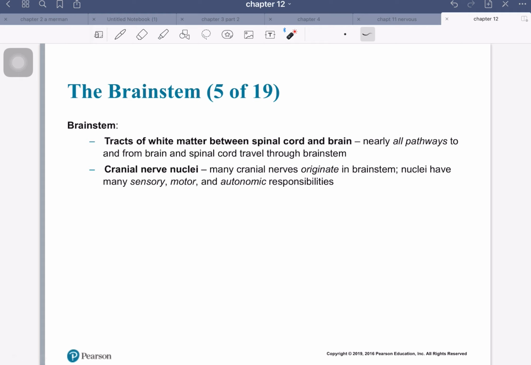We also have, as I said when we first started, a lot of fibers that are traveling through this area. So we have tracts of white matter between the spinal cord and brain, and really nearly all pathways from the brain and the spinal cord travel through the brainstem. And we also have the cranial nerve nuclei that are here. So not every cranial nerve, but many of them are located in this region. And they originate in the brainstem, and many of the nuclei have sensory, motor, or autonomic responsibilities. Depends on which nuclei and which cranial nerve you are looking at.